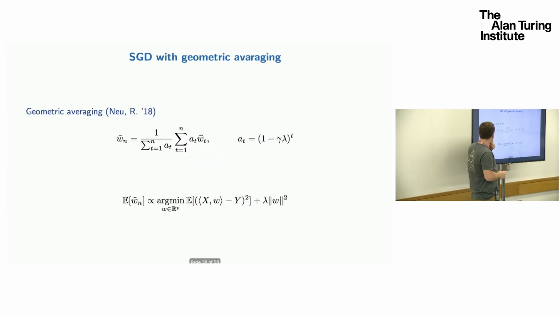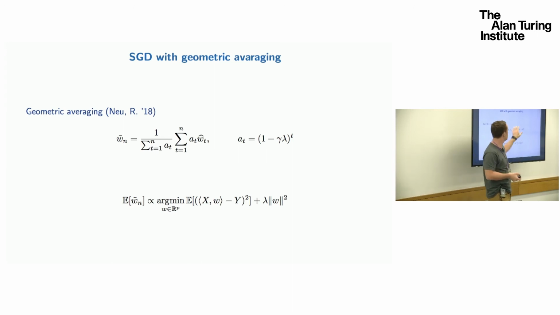So very recently, with Gergely Neu, we considered a slightly different averaging that we call geometric averaging. This is a simple idea, but it's the first step in one direction. We consider this because it highlights that averaging can indeed be seen as a form of regularization in a precise sense. So we consider the following average.